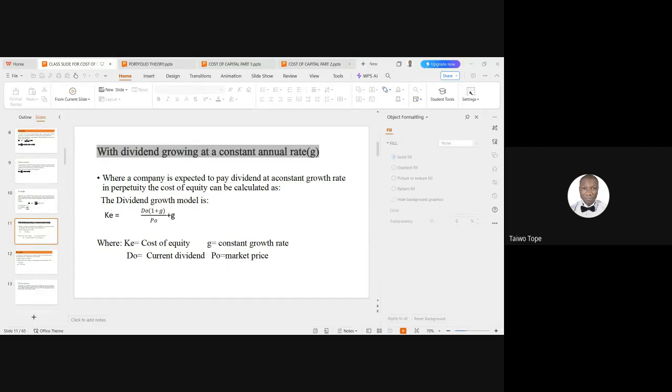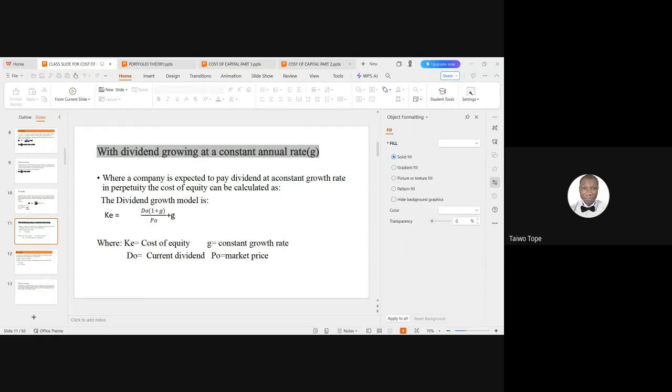With dividend growing at a constant rate, shareholders will expect their dividend to keep increasing year by year. If you keep getting the same dividend every year, you will not be happy. The fundamental theory of share value states that the market price of a share is the present value of the discounted future cash flows from the share. Where a company is expected to pay dividend at a constant growth rate in perpetuity, the cost of equity can be calculated as what?